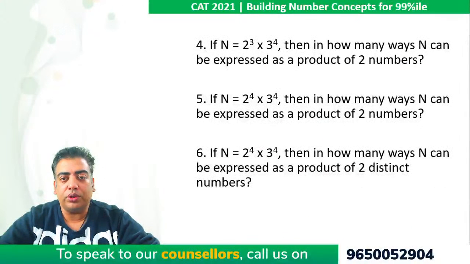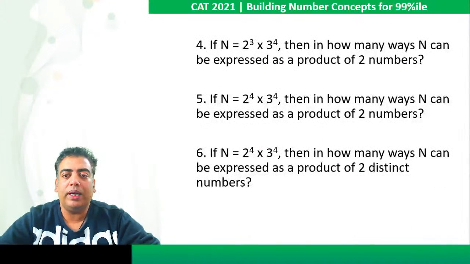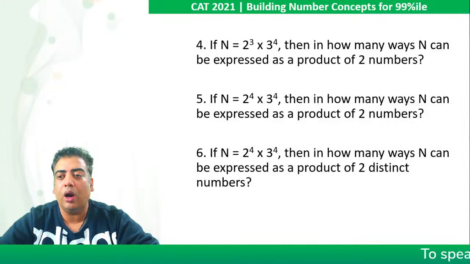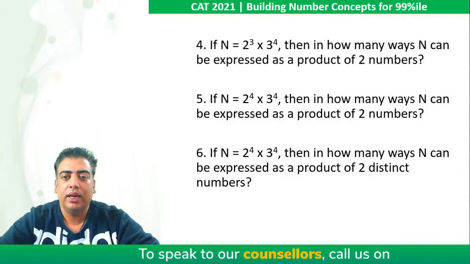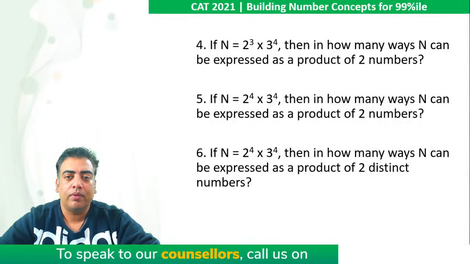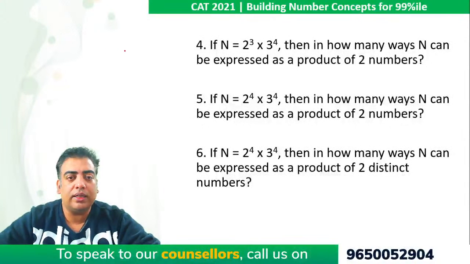Now let's say the question says if n equals 2 cube into 3 raised to power 4, then in how many ways can n be expressed as a product of two numbers? As we did in the first go, on the very first slide we discussed it. Now let's generalize this thing.